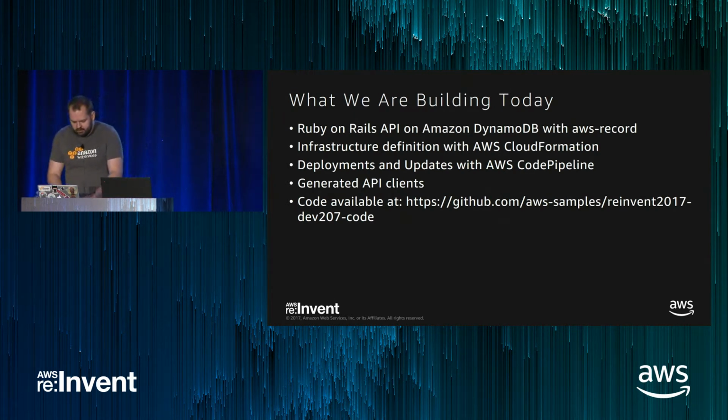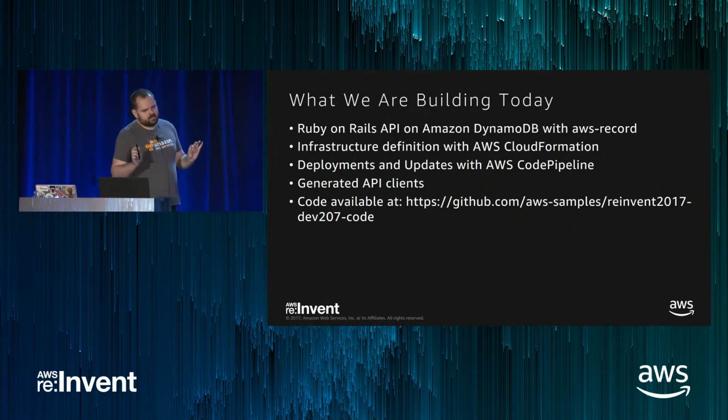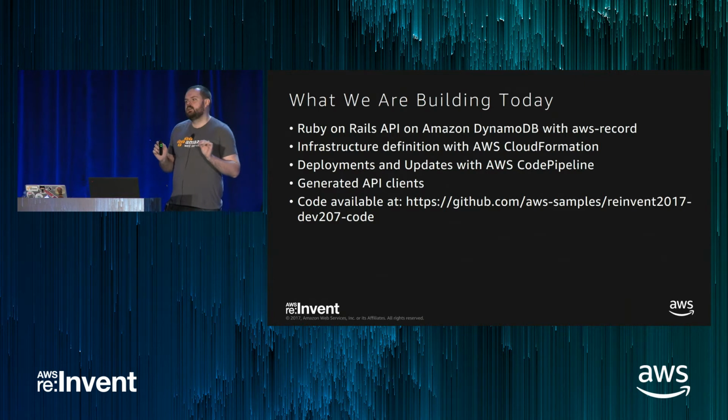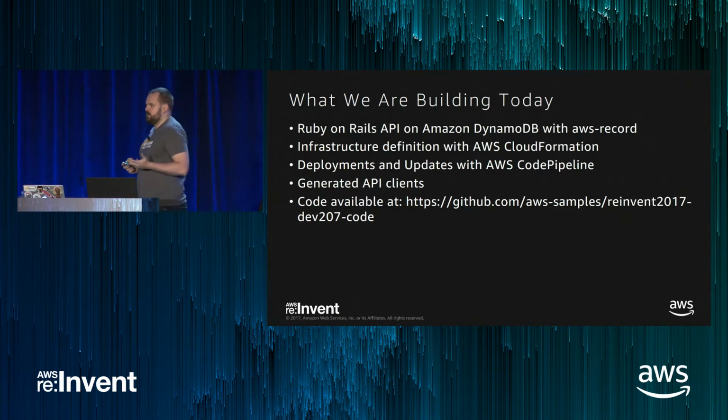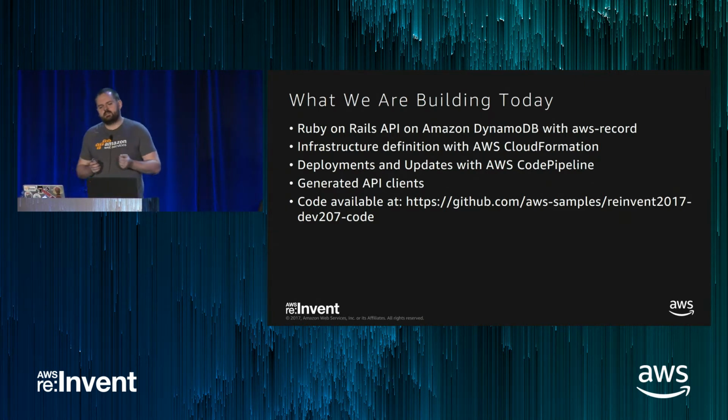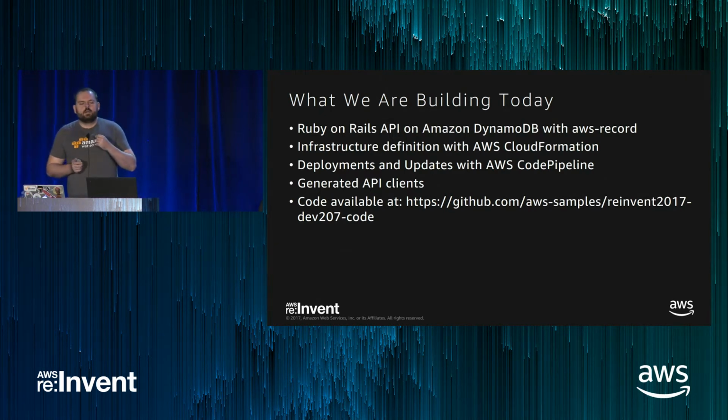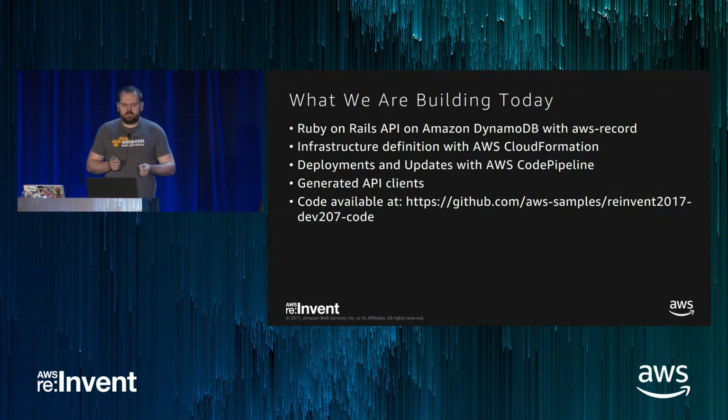All right, so let's talk a little bit about what we're going to be doing today. We're going to build, almost from scratch, a Ruby on Rails API that runs on Amazon DynamoDB rather than a relational database using the aws-record library. We're going to define, using AWS CloudFormation, the infrastructure we need to run our application, as well as a code pipeline to manage and deploy it.